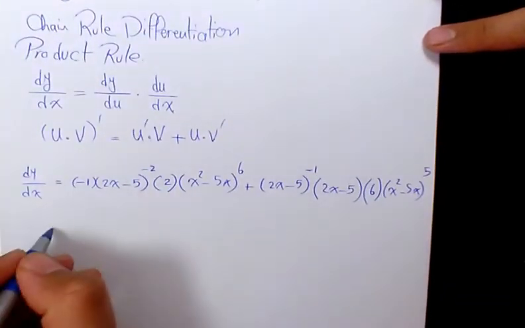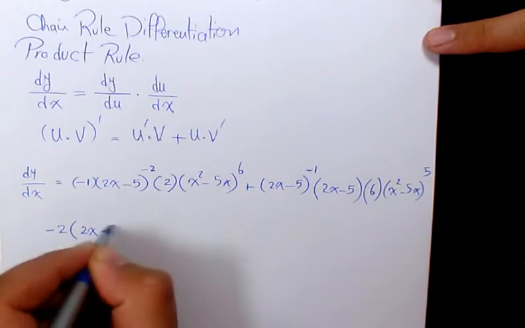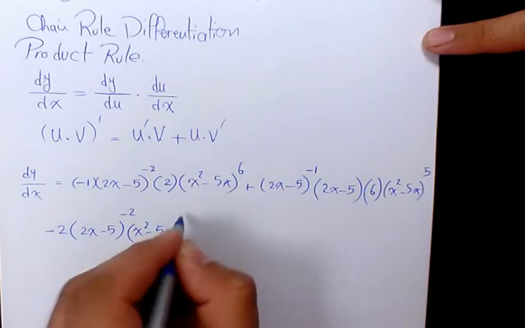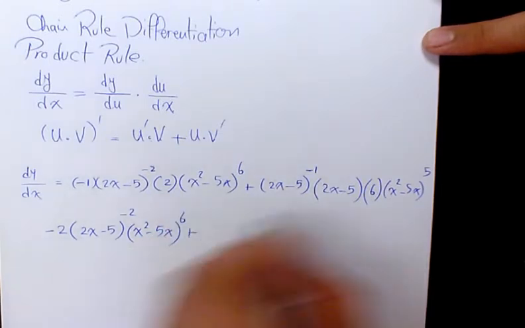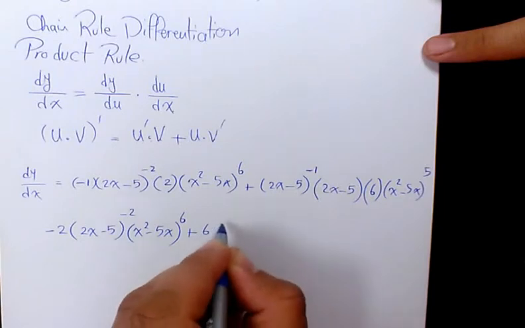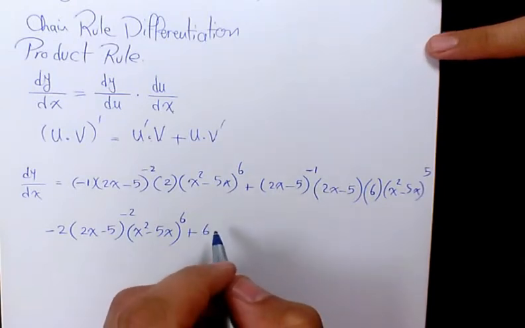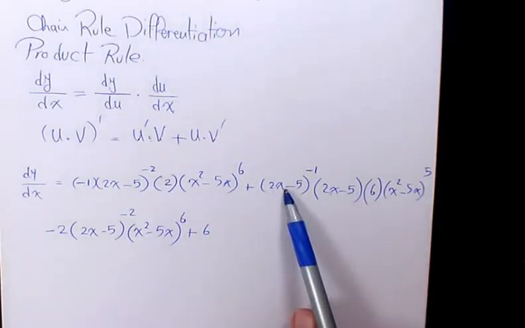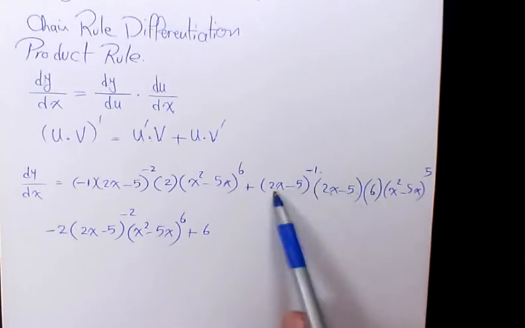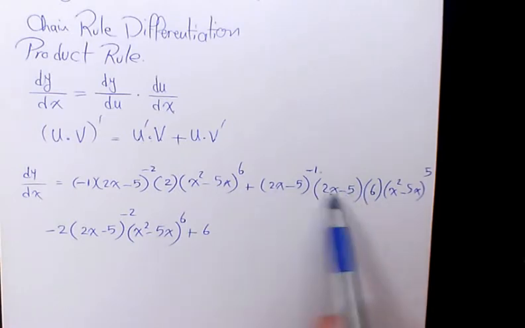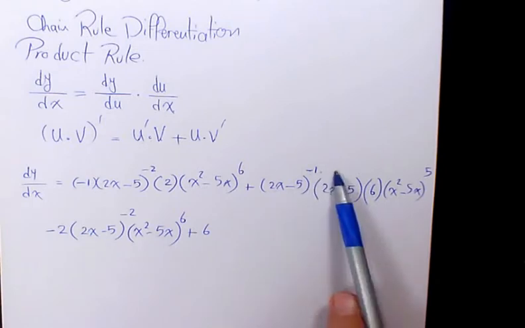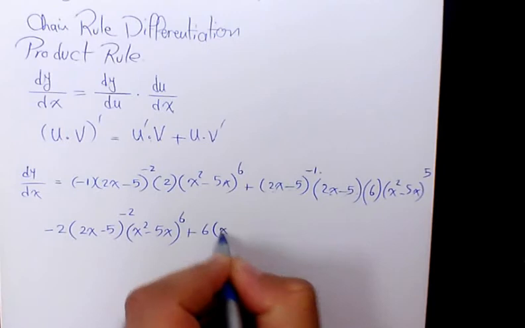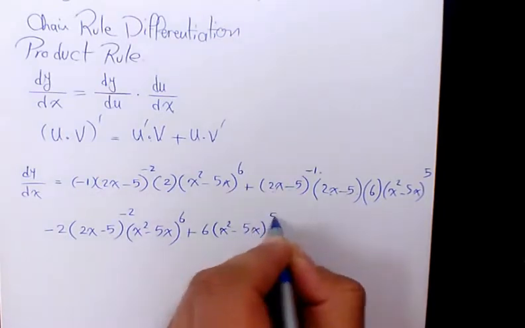So 2 times negative 1 is negative 2, (2x - 5)^(-2) times (x^2 - 5x)^6, plus 6 times (2x - 5) times (2x - 5)^(-1). These two cancel out because the bases are the same. When you add the exponents, it's going to be 0, and any expression to the power of 0 is 1. So it's going to be 6 times (x^2 - 5x)^5.